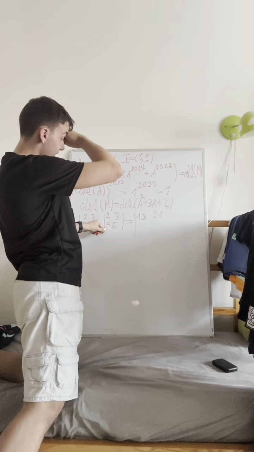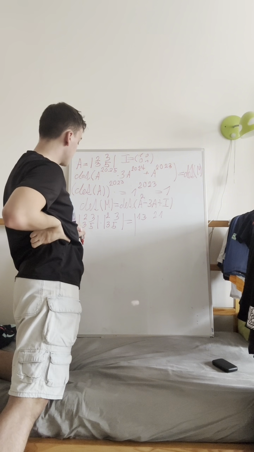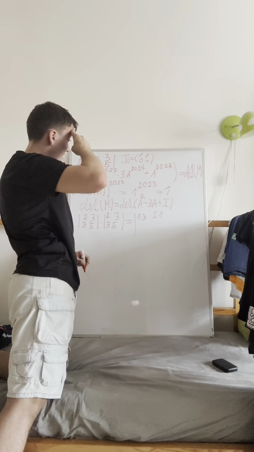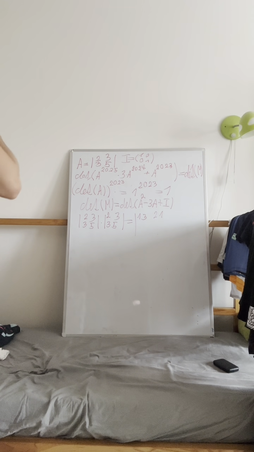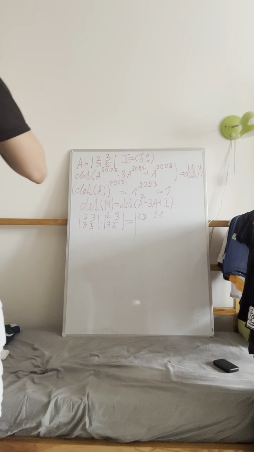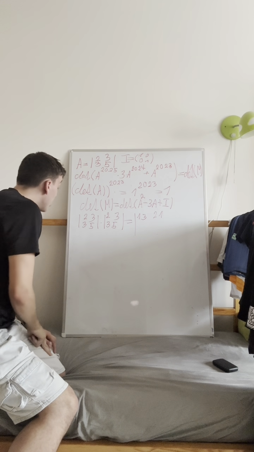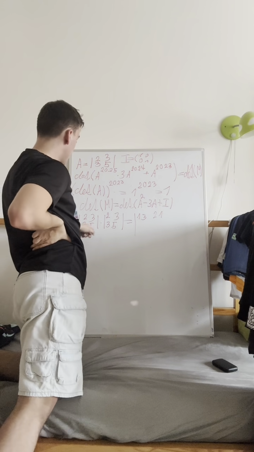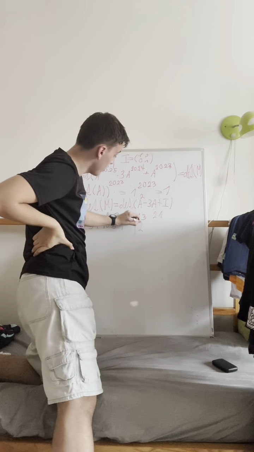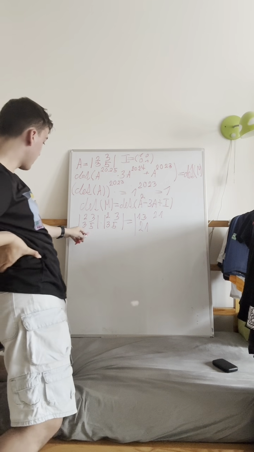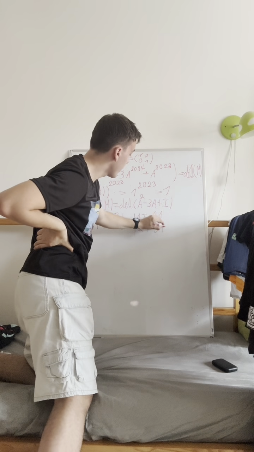Then we are left with this column right here. For the first place it's 3 times 2 plus 5 times 3, which is 6 plus 15, so 21. Yes, it's 21. And the last one is 3 times 3, which is 9, plus 5 times 5, which is 25, so 34. So we have it right here.